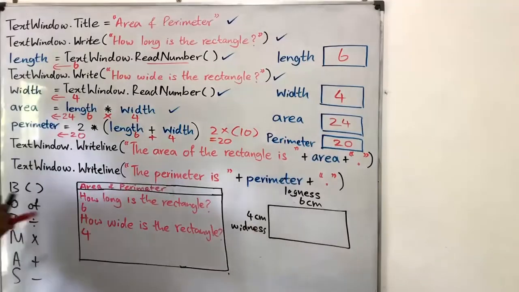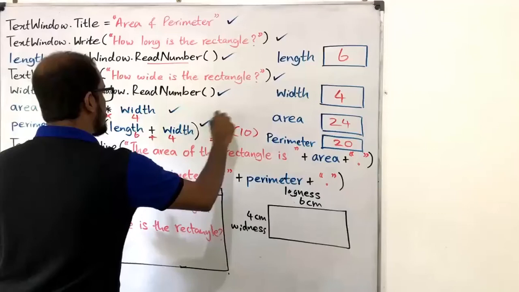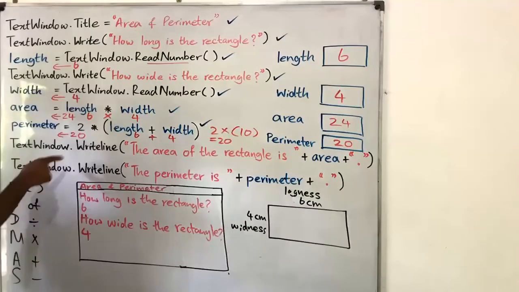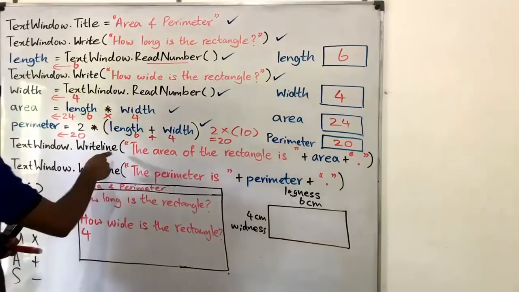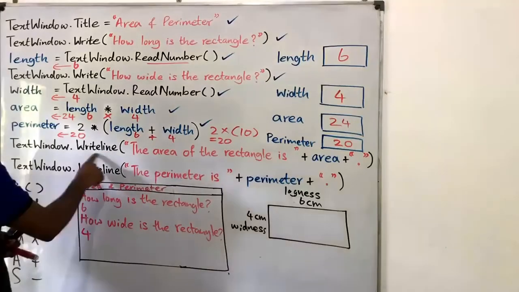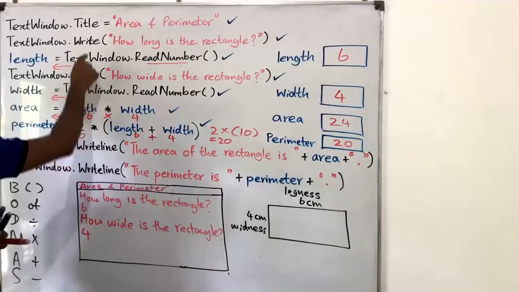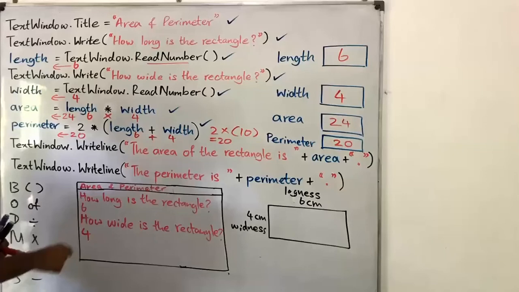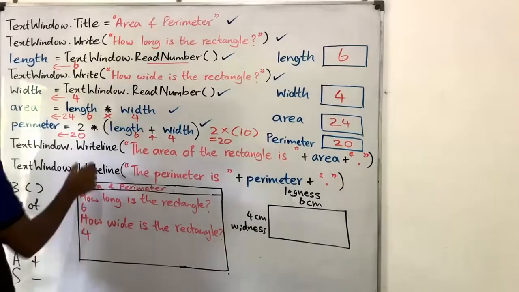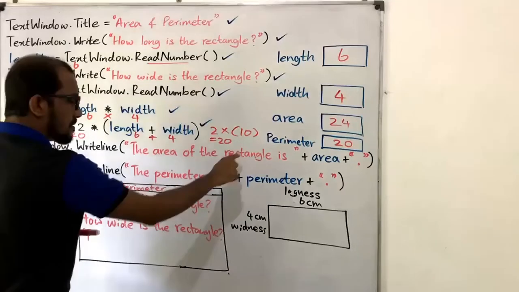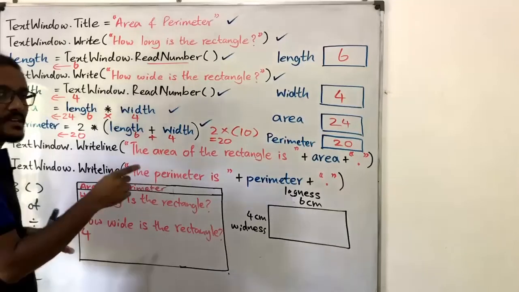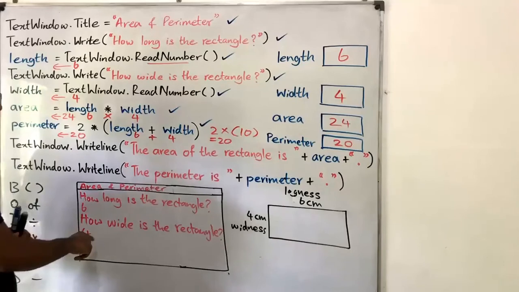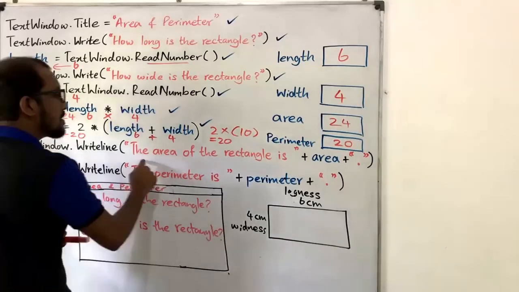Now what does it say? Again the program is giving orders to the text window: write this, write line this. There is an operation called write here, and another one is write line. What is the difference between write and write line? Write line means write this one in a new line. Don't use the old line or last line. Starting from a new line, write this one, or display that one.